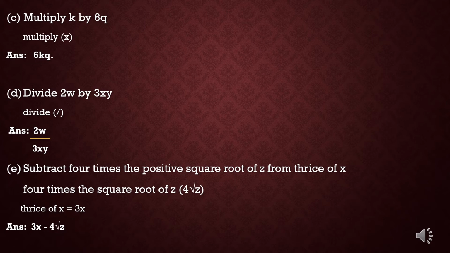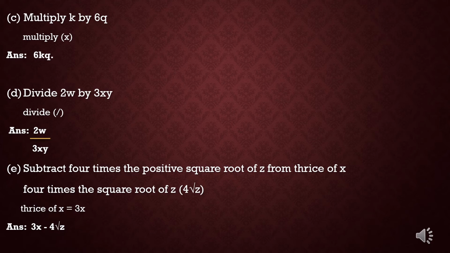Part D says divide 2w by 3xy. Divide means to divide or make an over sign and write it in the form of numerator and denominator. Over here, divide 2w. 2w will be the numerator because it is appearing first in the question. 3xy is going to be the denominator because the denominator is always written after the word by. So 2w over 3xy will be my answer.